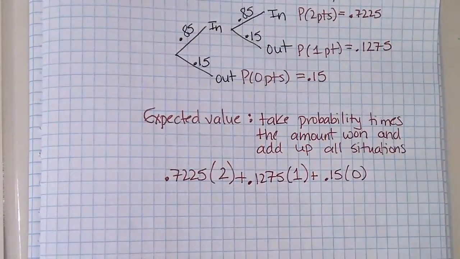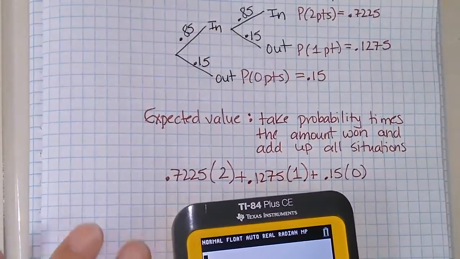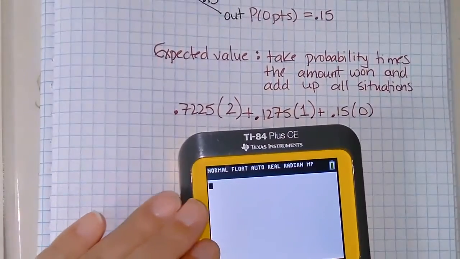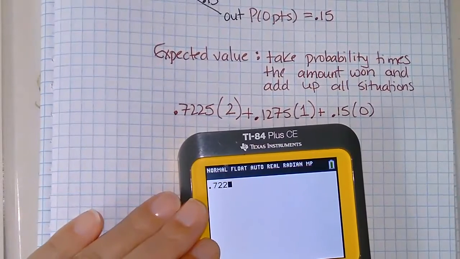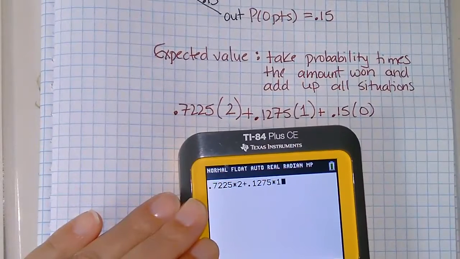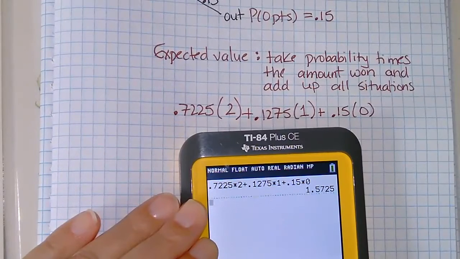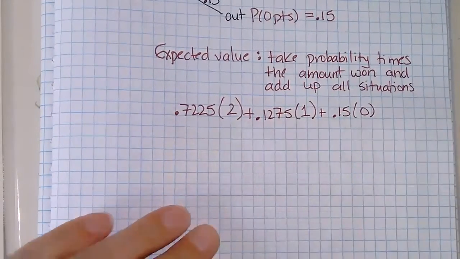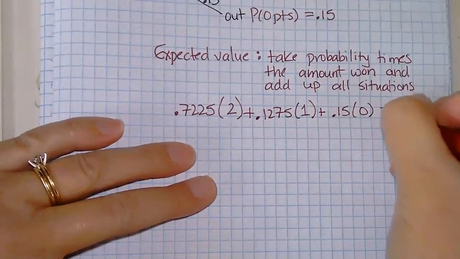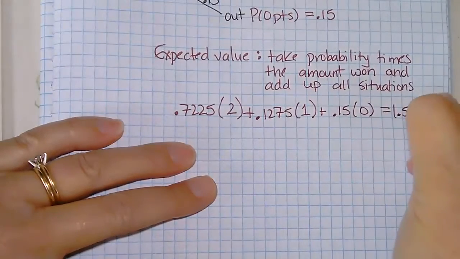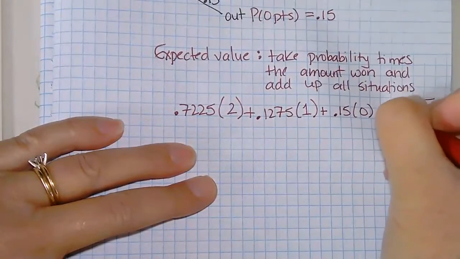So let me do this on the calculator. I'm going to push this up a little bit. So 0.7225 times 2 plus 0.1275 times 1, which I don't need to do, but I'm just trying to show you the math, plus 0.15 times 0, again, don't need to do it, but just showing you the math. And you end up with 1.5725. So 1.5725, that is the expected value.